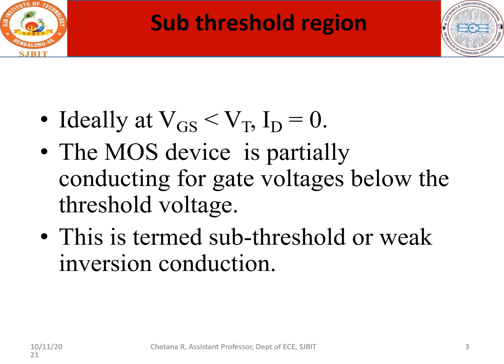But even though the gate voltage is less than the threshold voltage, sometimes there can be current flow, and this current is called subthreshold conduction. So the MOS device is partially conducting for gate voltages below threshold voltage. Sometimes it can conduct. So this is termed subthreshold or weak inversion conduction.